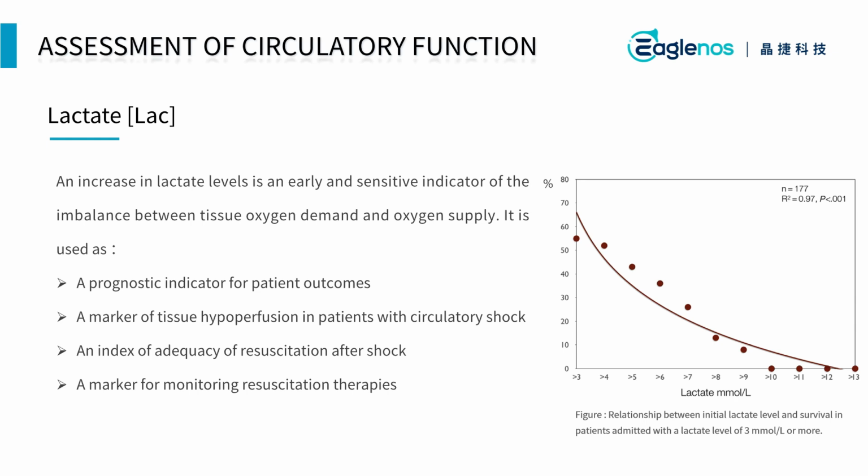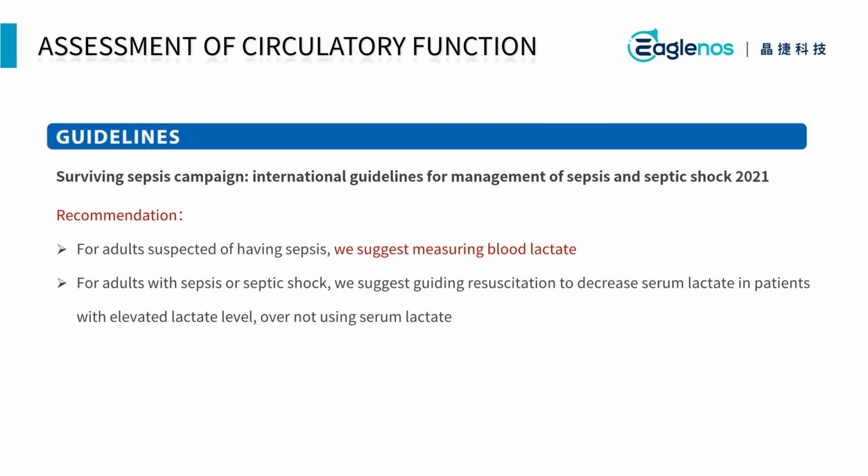Monitoring lactate levels helps guide clinical decision-making, assess treatment effectiveness, and improve patient management in conditions such as circulatory shock, sepsis, and post-resuscitation care. The Surviving Sepsis Campaign (SSC) guidelines provide international recommendations for the management of sepsis and septic shock. In the 2021 guidelines, one of the key recommendations is the measurement of blood lactate levels in adults suspected of having sepsis. Elevated lactate levels are often one of the first signs of tissue hypoxia and circulatory shock, and they serve as a sensitive marker for detecting the severity of sepsis.